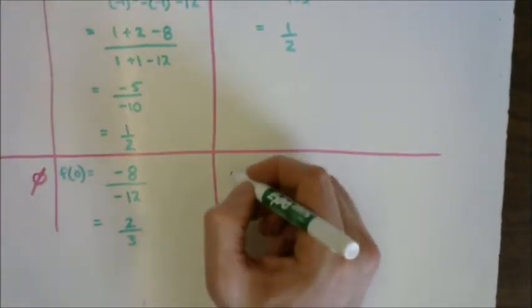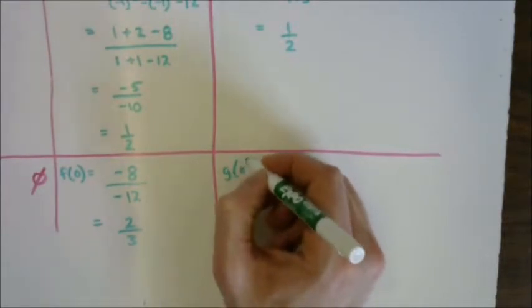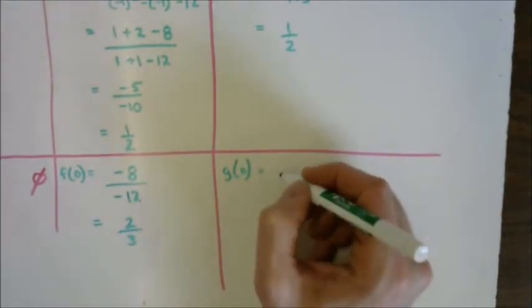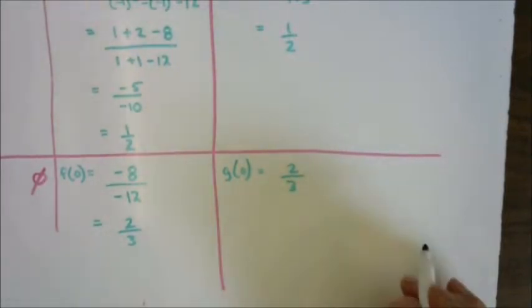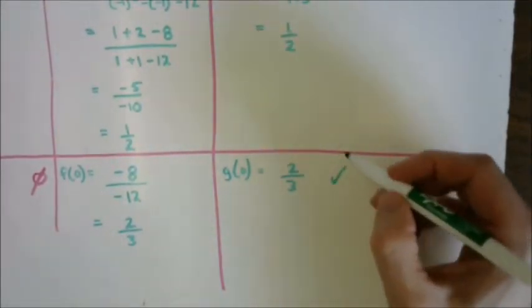And then we're looking over at g of x, which is now going to be g of 0. So we've got 0 plus 2, that's 2 in the numerator, and 0 plus 3, that's 3 in the denominator. And that one checks out.